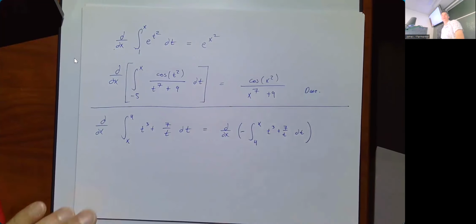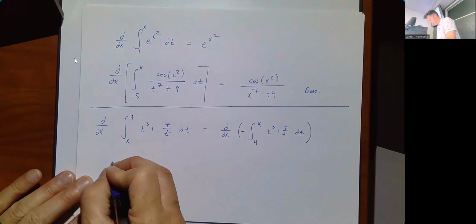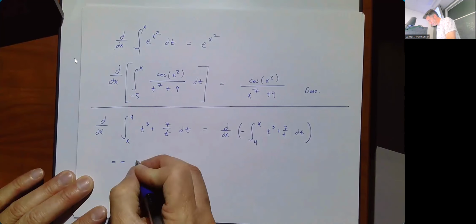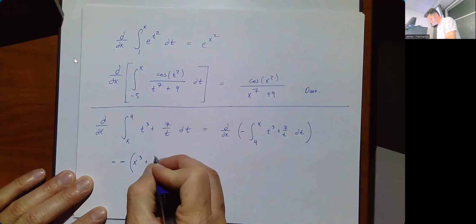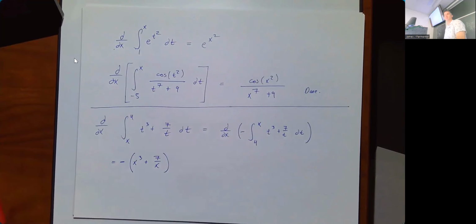It's also totally fine to skip that step and just say, oh, I know that when the x is in the bottom, it's going to be the negative of what it should be. So we're going to get negative x cubed, I should put parentheses around this, negative (x cubed plus 7 over x). It's kind of cool. Okay, that's the not so terrible one.